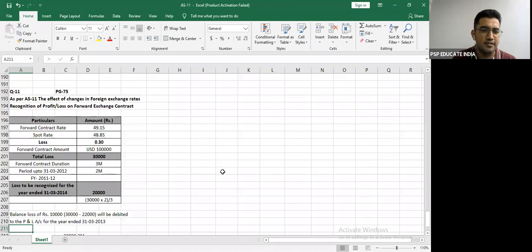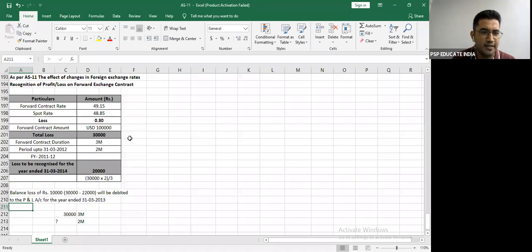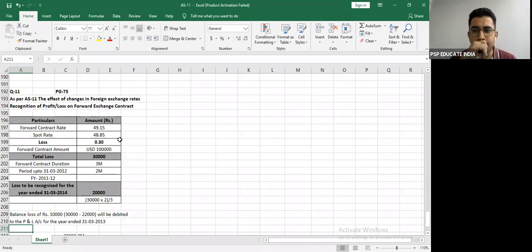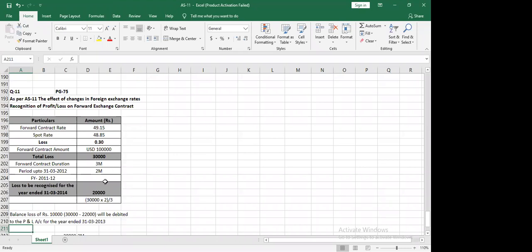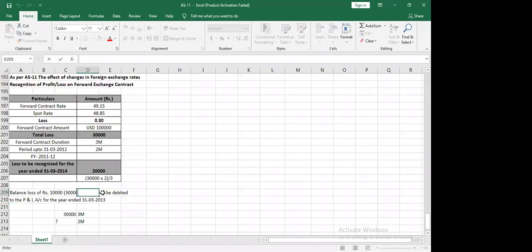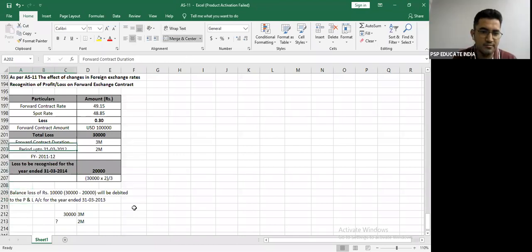Have I made any mistake in the solution? If you could quickly look at the solution on your screen and tell me. Do you think I have made a mistake somewhere? Yes. 30,000 minus 22,000, you have written here. Okay, apart from that? Balance loss. Then 49.15 is correct. 48.85. 0.30. Only 3 months. 20,000. No. It is perfect, sir. Are you sure? Yes. One more chance.